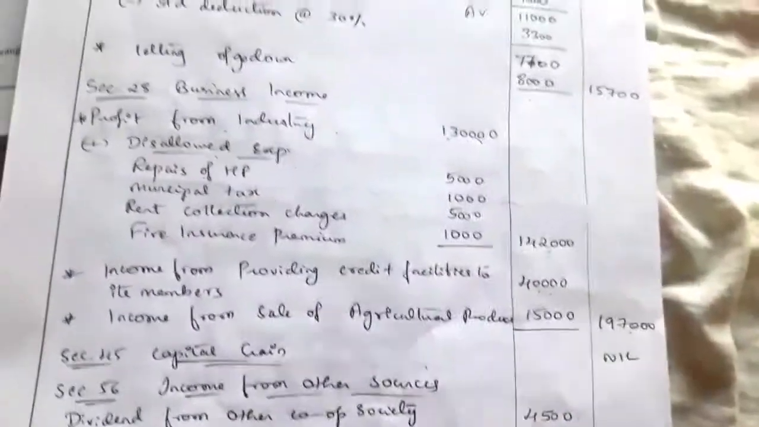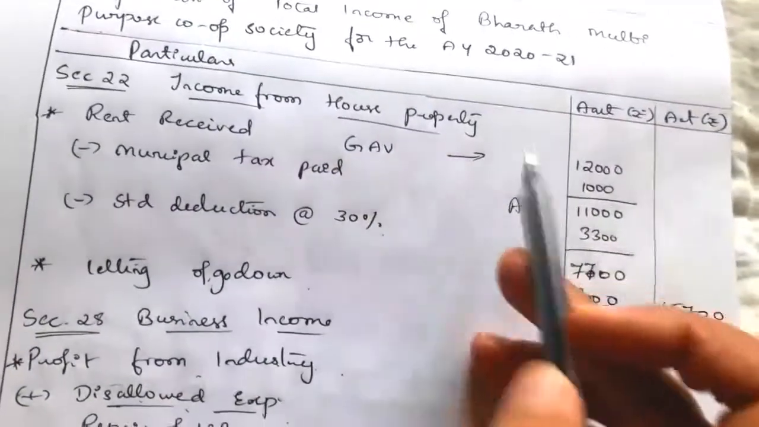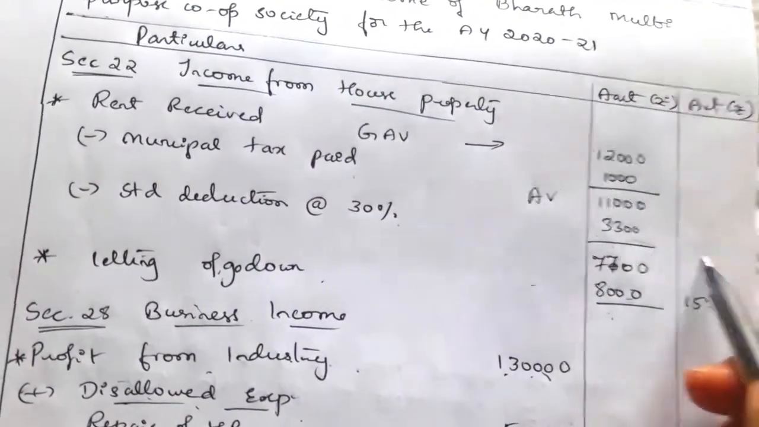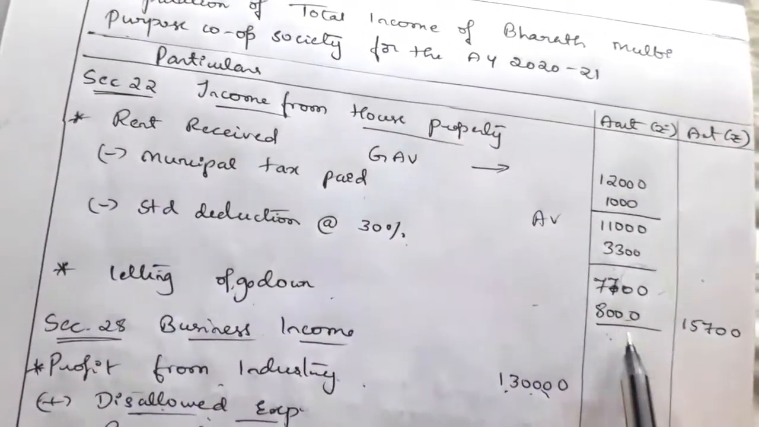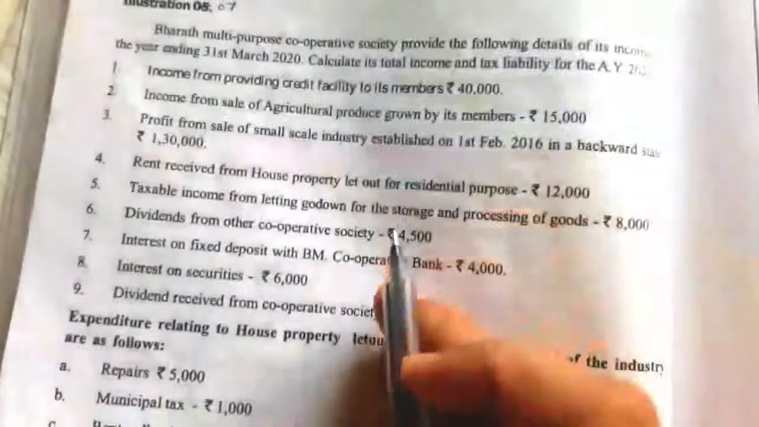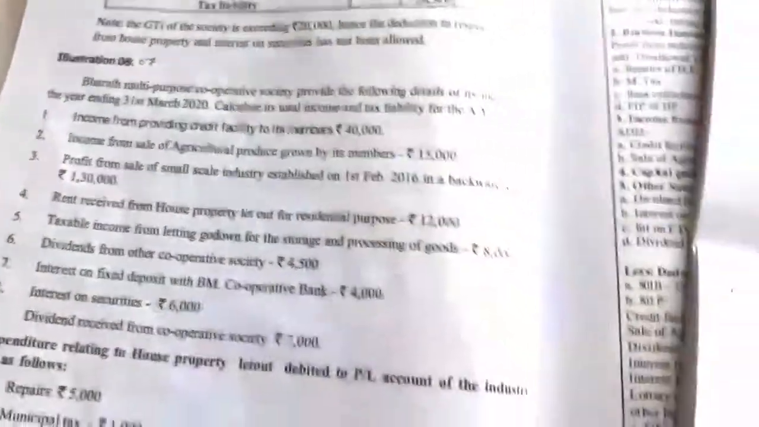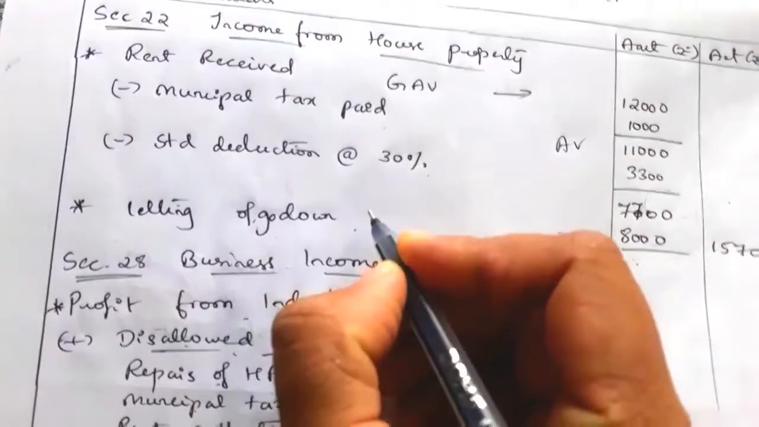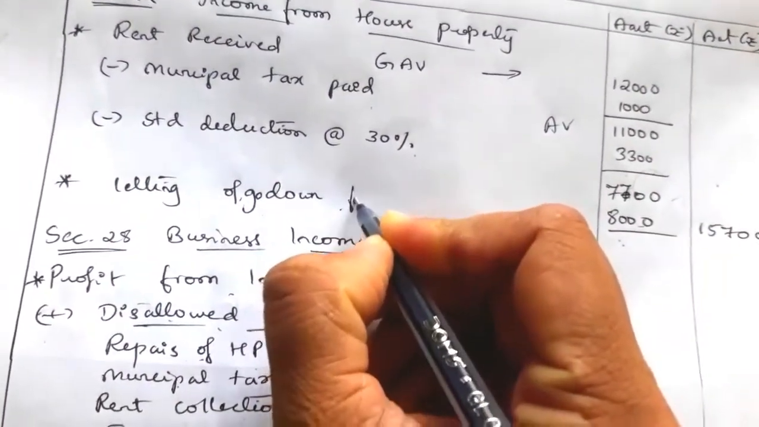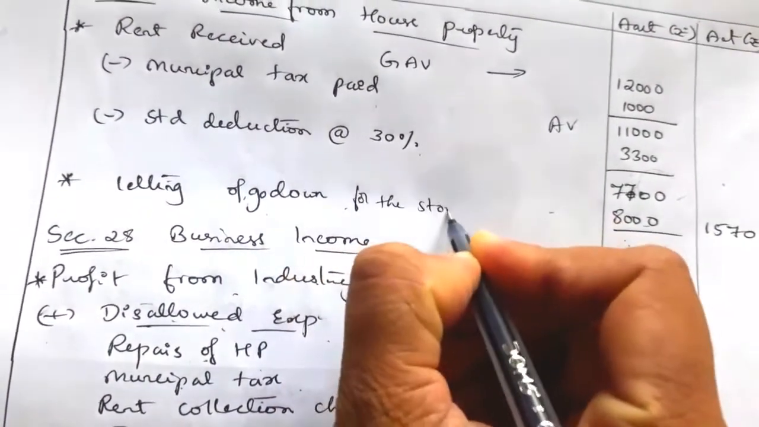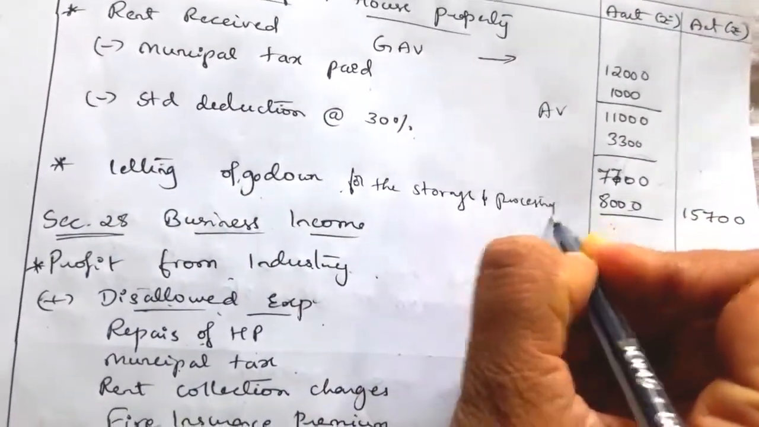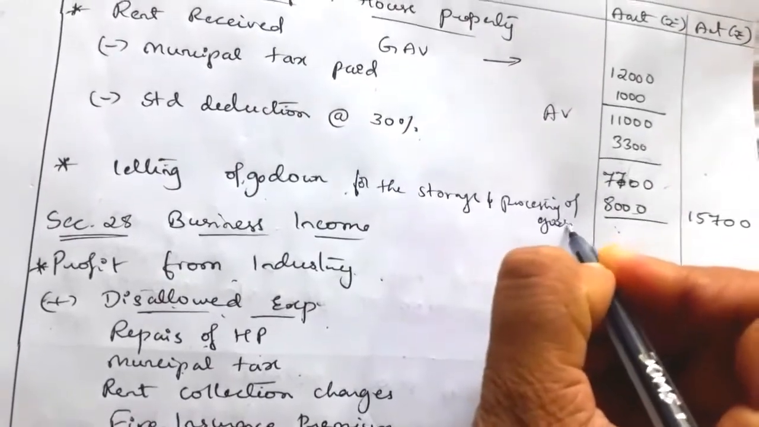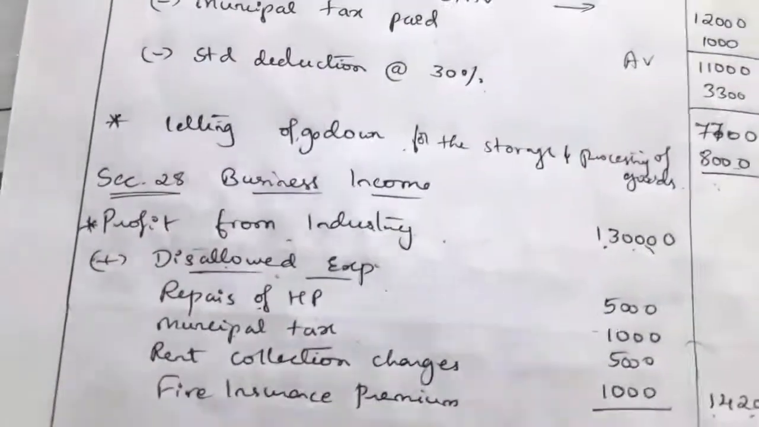So these items we have to claim under section 80P. But relating to house property, we cannot claim this 7,700, but we can claim for the letting of godown 8,000, because the letting of godown is used for storage and processing of goods. Here write: letting of godown for the storage and processing of goods. So for this we can claim deduction under section 80P.